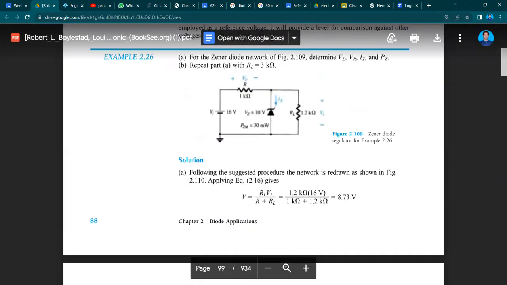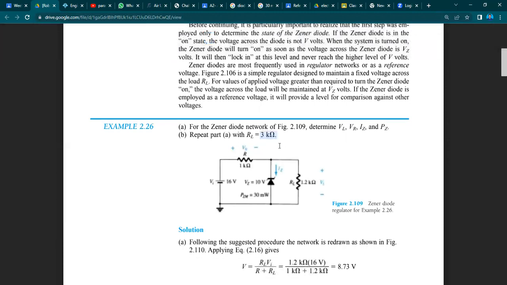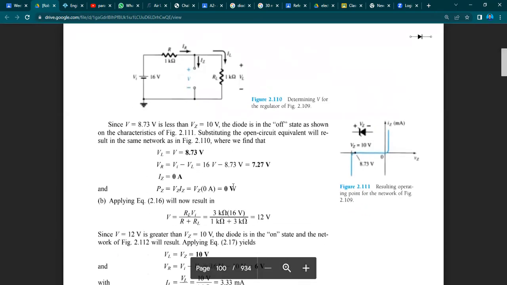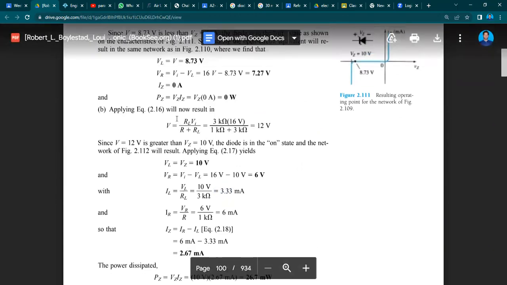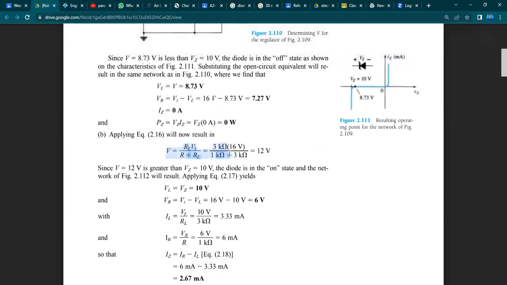The second part says to repeat part A with RL equals 3 kilo ohms. It increases the value of this resistance RL, as it was 1.2 before. Now the question says to change it to 3.3 kilo ohms. We apply the same method. First we remove that Zener diode and apply the voltage divider. From here we can see that it's 12 volts.